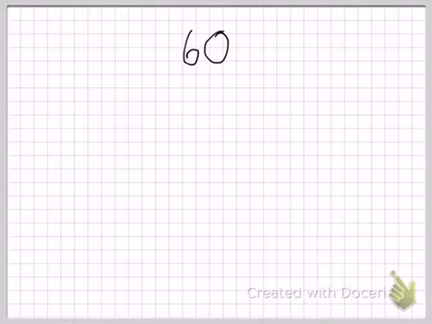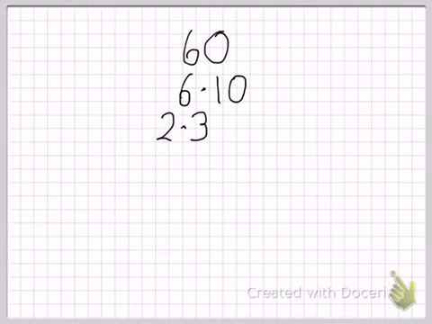60 is a little bit bigger. It takes a little bit more work going through. I would like to break 60 down into 6 times 10, because I know that when numbers have a 0 at the end, you can always multiply 10 as a factor. 6 and 10, neither one of those are prime, so we're going to have to go through a couple steps. 6 is 2 times 3, and 10, I can get that by doing 2 times 5.